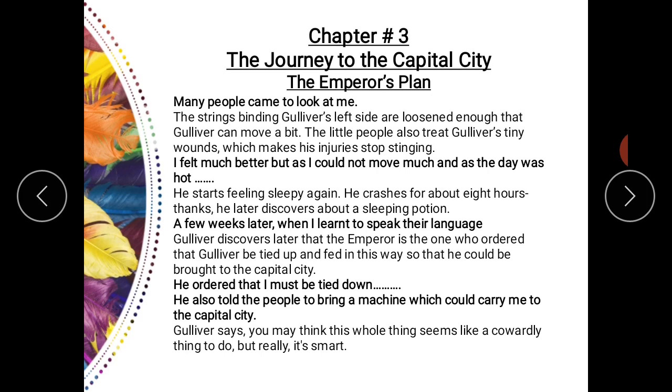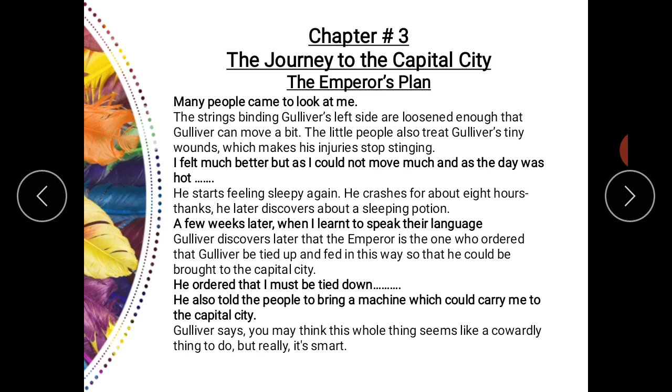Okay. The little people also treat Gulliver's tiny wounds. Tiny, very small wounds, which makes his injuries stop stinging. I felt much better, but as I could not move much and as the day was hot, he starts feeling sleepy again. He crashes for about 8 hours. He slept for about 8 hours.